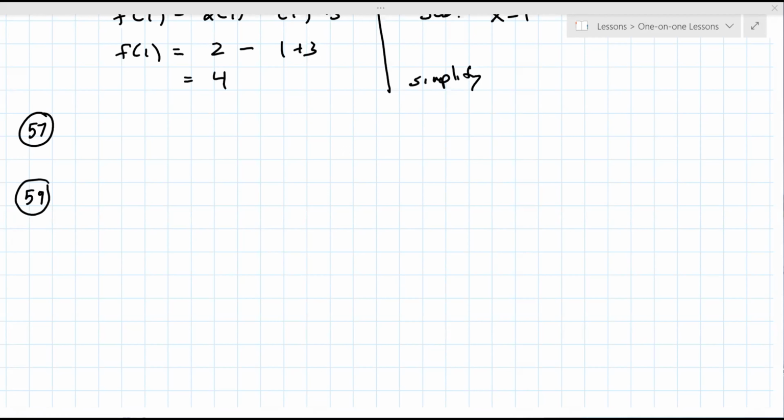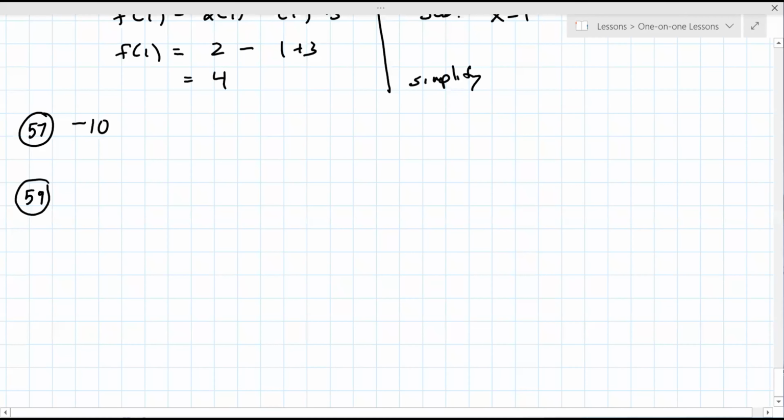So for 57, I ended up getting f of 4 equals -10. But for 59, is that no solution? Let me work through it one at a time here. So 57, I'm going to give you the answer here shortly. It is -10, so I'm going to agree with you on that. And then you said for 59, you got no solution. So let's take a look at that one.